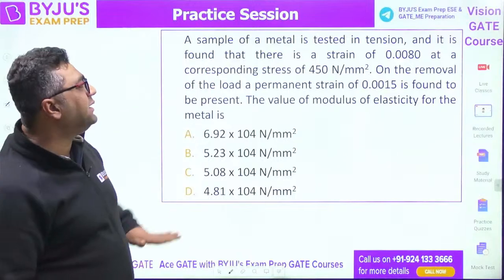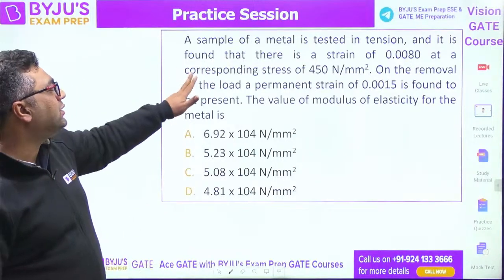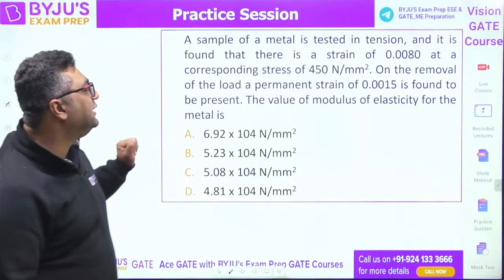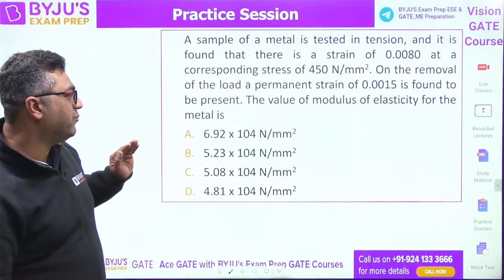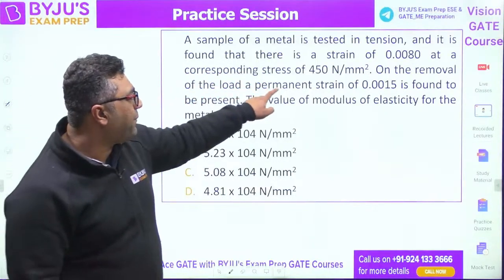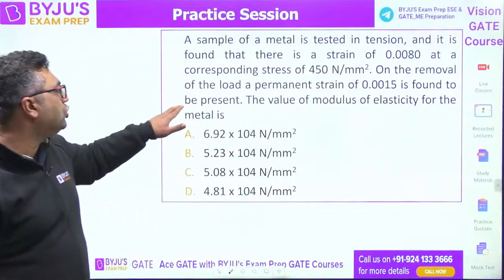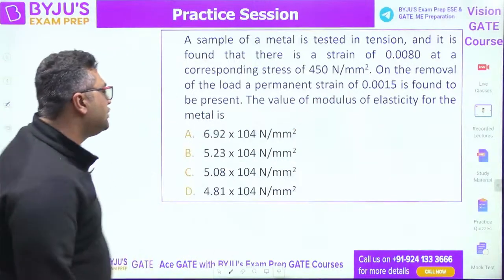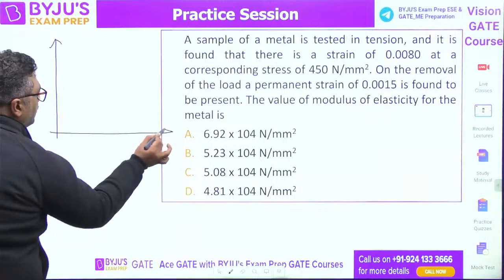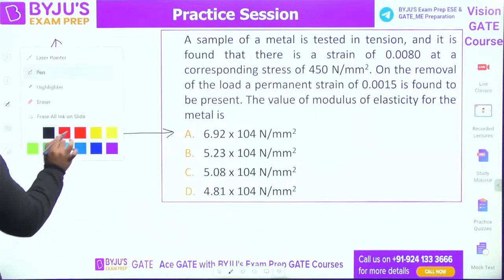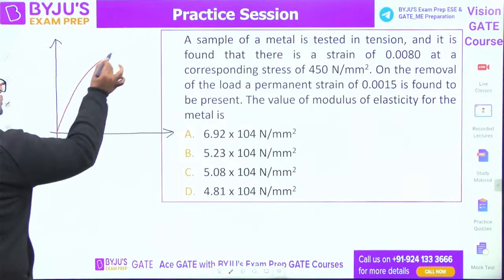A sample of a metal is tested in tension and it is found that there is a strain of 0.0080 at a corresponding stress of 450 Newton per mm square. On the removal of load, a permanent strain of this much is found to be present. Find the value of modulus of elasticity. Just look at the figure and you will be able to answer this question. We have tried that every topic will be covered with more questions in deflection.